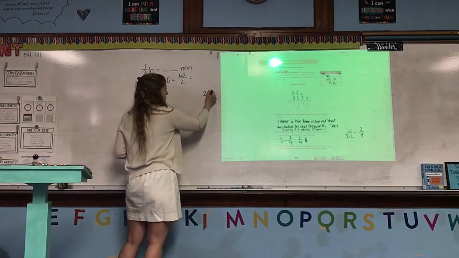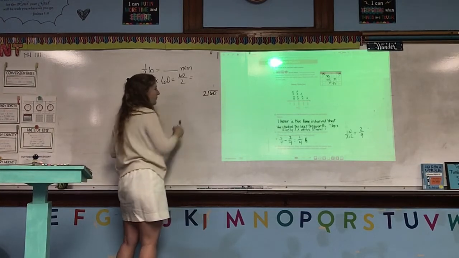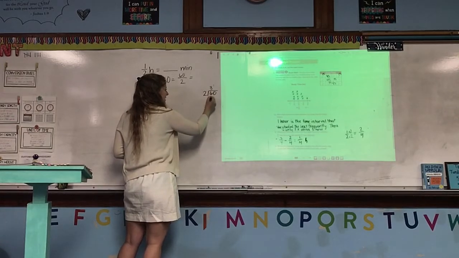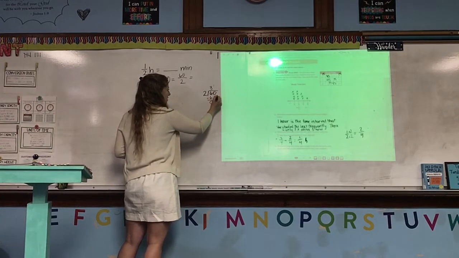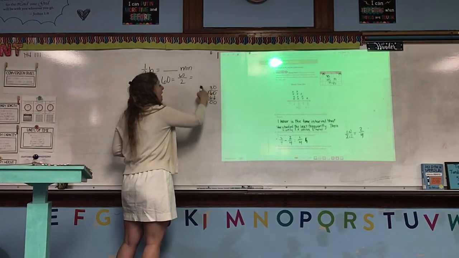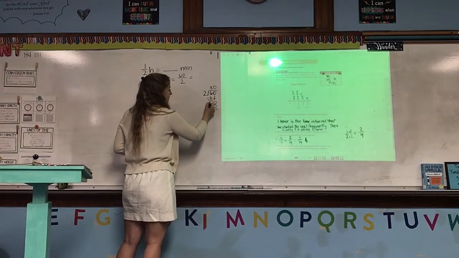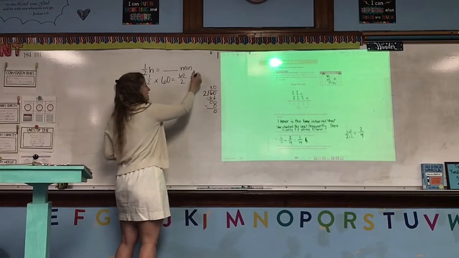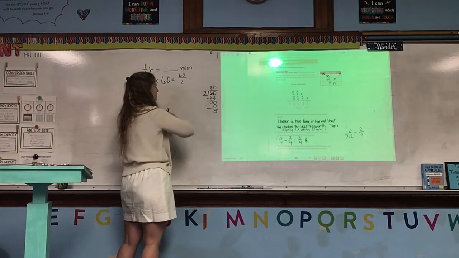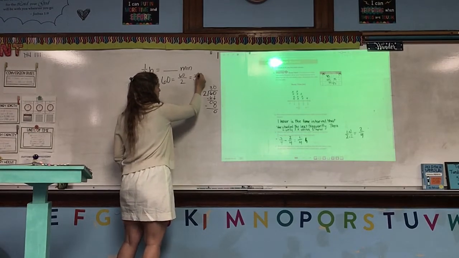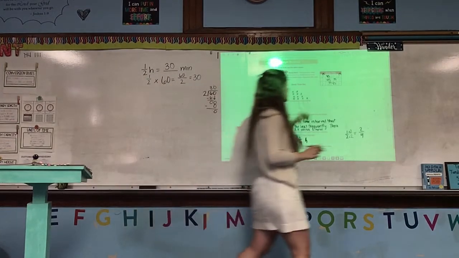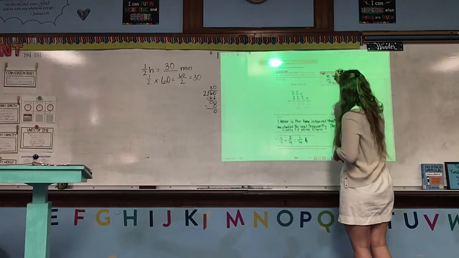So I need to divide my numerator by my denominator. 2 goes into 6 3 times. 3 times 2 is 6. 6 minus 6 is 0. Bring down the 0. 2 goes into 0 0 times. 0 times 2 is 0. 0 minus 0 is 0, which means that 60 halves is equivalent to the whole number 30, not 20. Which means that there are 30 minutes in half an hour. So every time I see 1/2, I'm going to say 30 minutes.